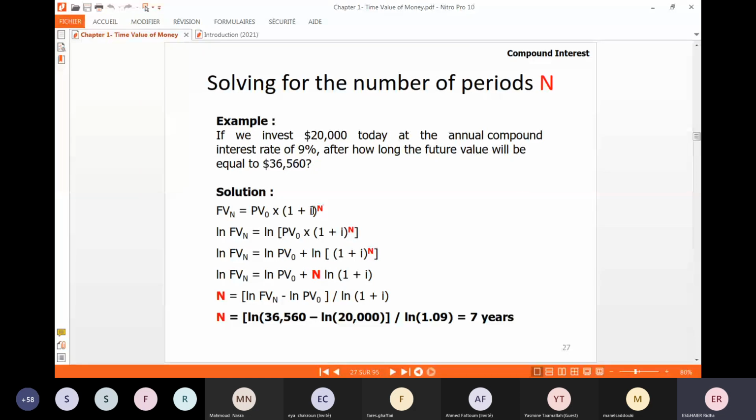Since the n here is in the power, future value n equals present value 0 times 1 plus I power n. To determine the n, we need to eliminate this power. To eliminate this power, we need to use the logarithm. So the logarithm of future value n must equal the logarithm of present value times 1 plus I power n.